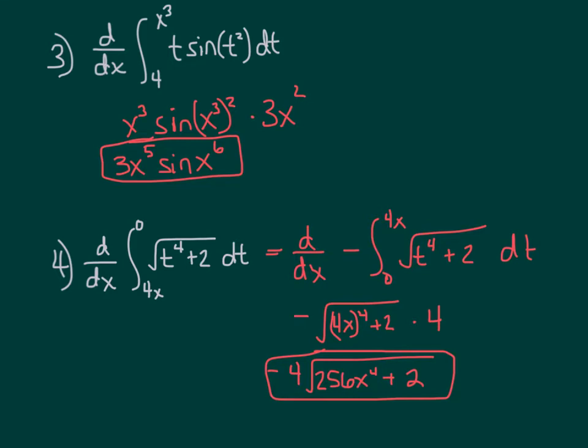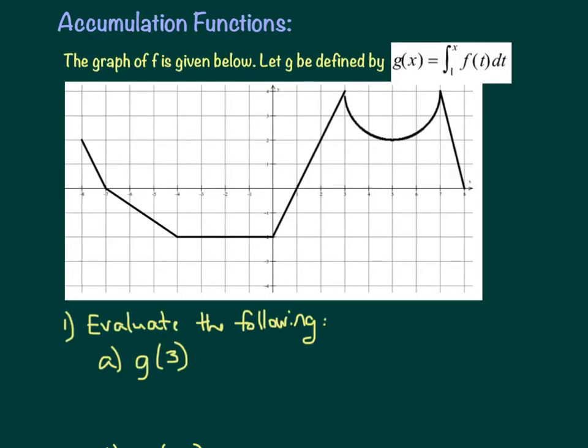Okay, so accumulation functions are often given with a graph, and you'll see that they start off with information that says something like this. The graph of f is defined below, so this is the graph of f. Okay, I want to recognize that. Then it says, let g be defined as g of x equals the integral from 1 to x of f of t dt. What that tells us is that g is equal to the area under the curve, the integral from 1 to x of f of t dt.